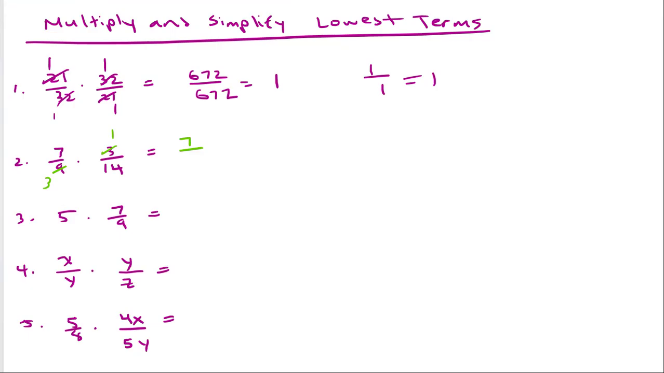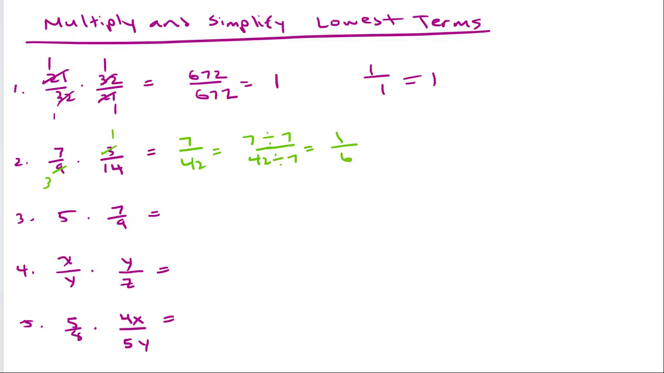Okay. And then I get 14 times 3. That gives us 42. Okay. And then I can reduce this. So I can divide the top by 7. So 7 divided by 7, that's 1. The bottom I can also divide by 7. So 42 divided by 7. So 7 divided by 7 is 1, and then 42 divided by 7 is 6.